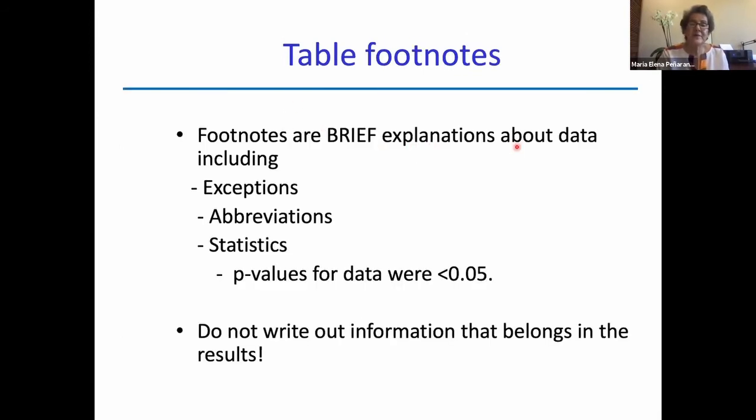Footnotes are brief explanations about the data, including exceptions found. Like you study 100 patients, but 5 were not responsive. You can put 100 patients and put an asterisk: 5 were not responding or were an exception. Abbreviations, you have to explain them, and the statistics, the p-value.